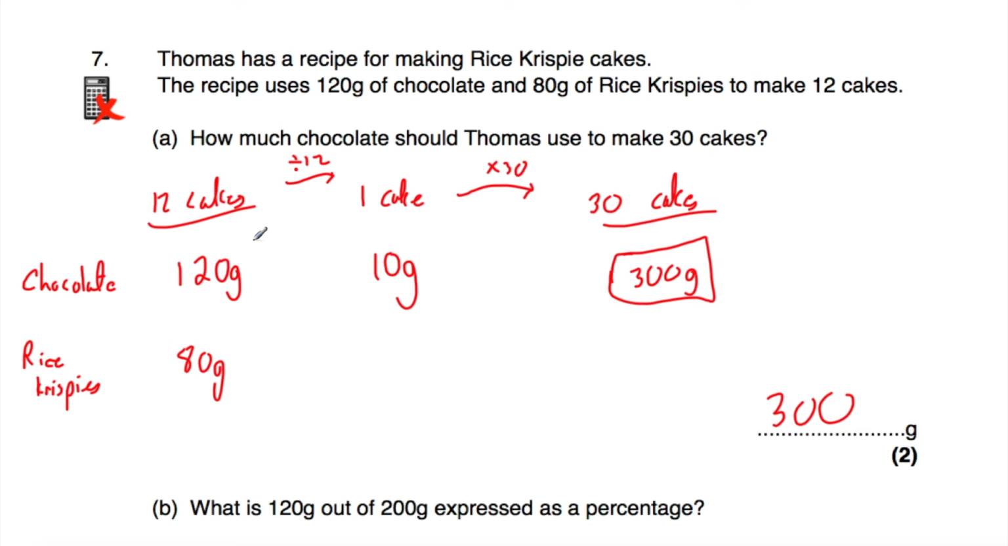But for the chocolate, he needed 120 grams for 12 cakes. We divided that by 12 to see how much he needed for 1 cake, which is 10 grams. And then we just times that by 30. And the answer is 300 grams. If instead you did use the 6 cake and 30 cake strategy, then you would half this to get 60 grams for 6 cakes, and then times that by 5 would be 300 grams for 30 cakes as well. And that's it. Okay, part B.